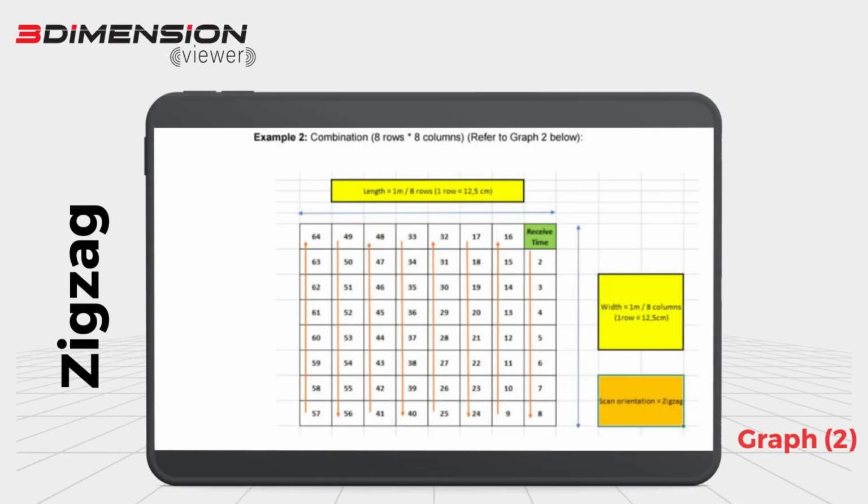Example 2. Scan orientation equals zigzag. Refer to graph 2 below. Combination, 8 rows by 8 columns. Length equals 1 meter divided by 8 rows. Each 1 row equals 12.5 cm. Width equals 1 meter divided by 8 columns. Each 1 column equals 12.5 cm.